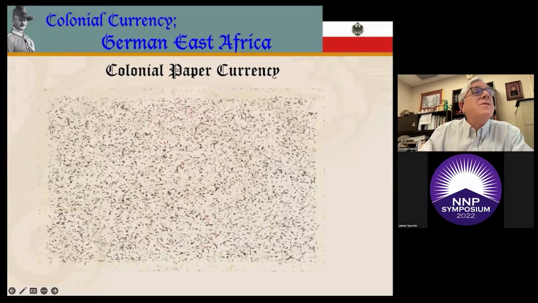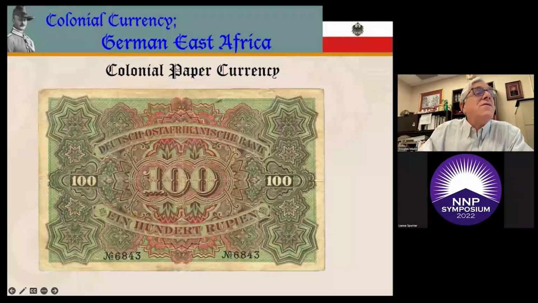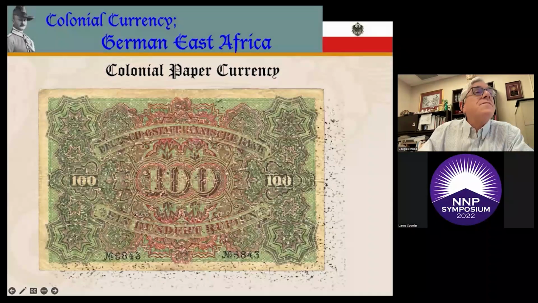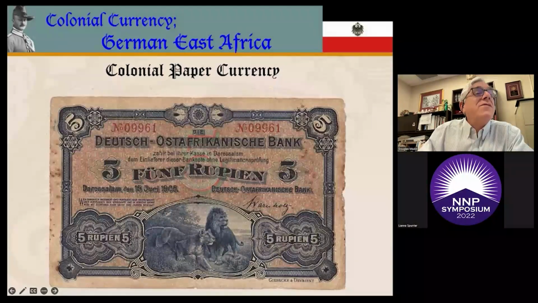And here's some examples. There's the reverse of the 100, which is the same as you'd see on the 500 rupee notes. Here's the 5 with a wonderful scene of the lions in a vignette.